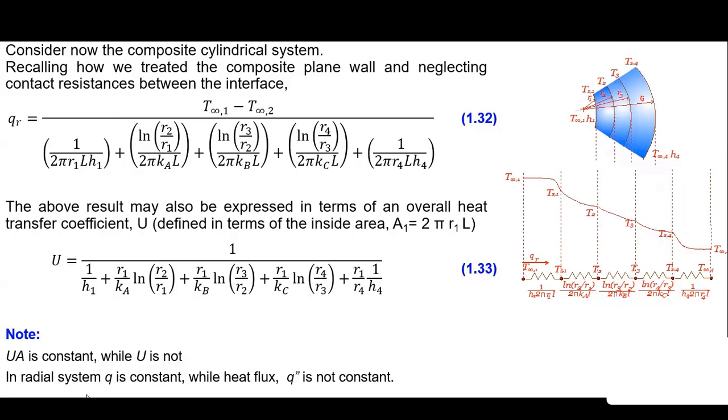In a radial system, Q is a constant. The rate of heat transfer through the system is a constant, but the heat flux is not a constant because the area is changing. At the inner surface, the area is 2 pi R1 into L. At the outer surface, the area is 2 pi R4 into L. So the areas are different, and that's why the heat flux at the outer surface is different, although the rate of heat transfer is constant. This is a very, very important observation. You should remember this.